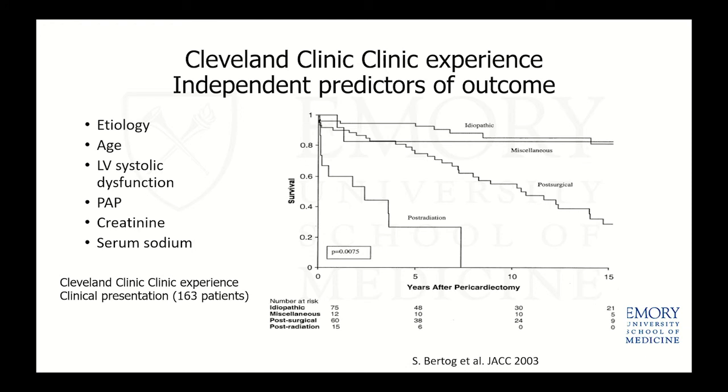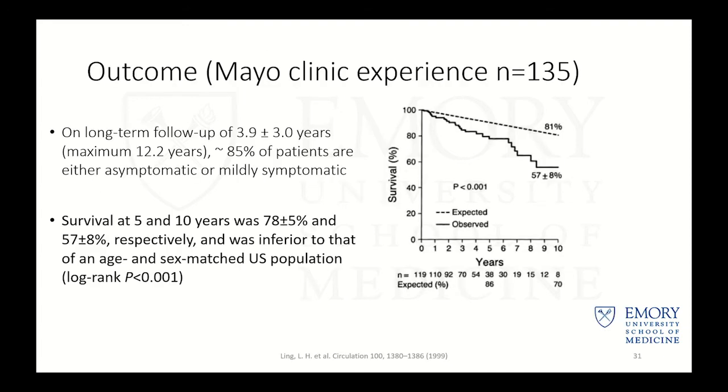From this study, they also found that advanced age, LV systolic dysfunction, high pulmonary pressures, higher creatinine, and lower sodium were associated with poor survival. And there's another one from Mayo. They have looked at about 135 patients and 119 who survived the pericardiectomy. At about 4 years, they found that 85% were either asymptomatic or mildly symptomatic. And survival at 5 to 10 years was 78 and 57% compared to age and sex matched U.S. population. So at about 10 years, half of these patients were still alive.